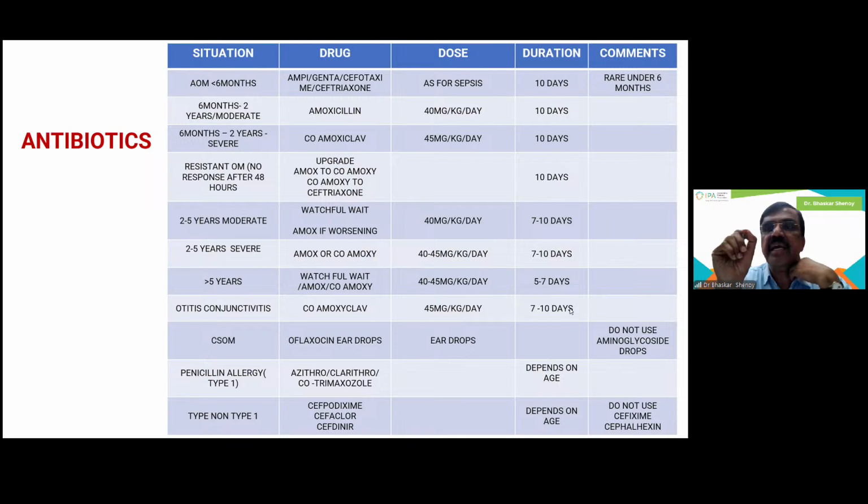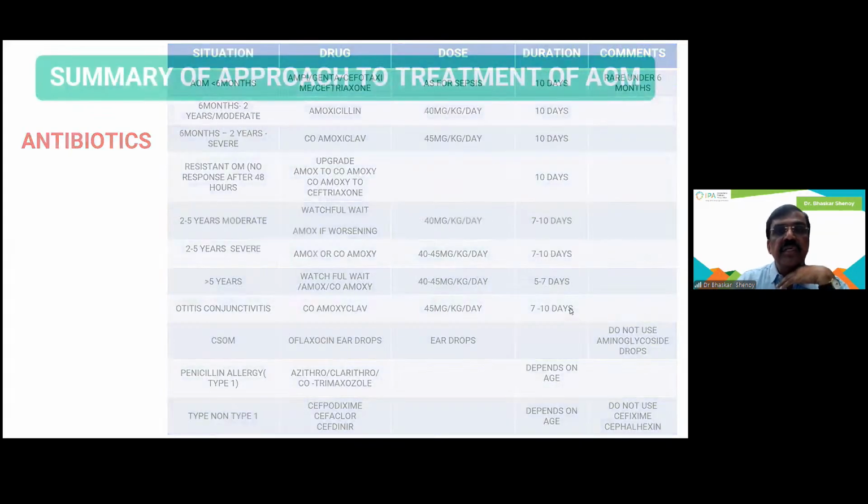You should educate the parent that it should be taken for the entire duration of 10 days. And if it is resistant OM, that is, if there is no response even after 48 hours of starting amoxicillin, switch over to co-amoxiclav again for 10 days. Similarly, there are other age group-wise options, but amoxicillin or amoxiclav becomes the first drug of choice. Even the national treatment guidelines of the Government of India, 2016, recommend amoxicillin or amoxiclav as the first choice for treatment of these conditions.